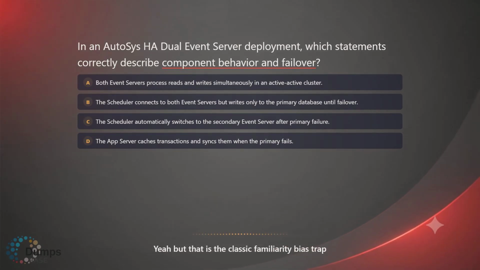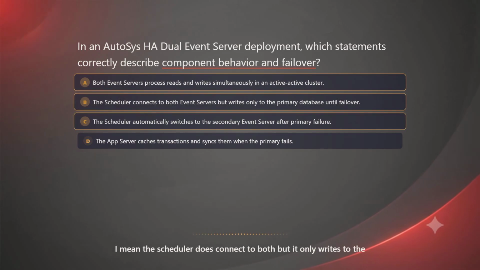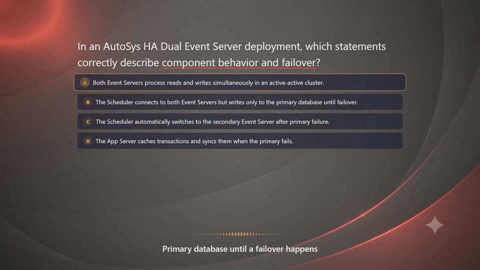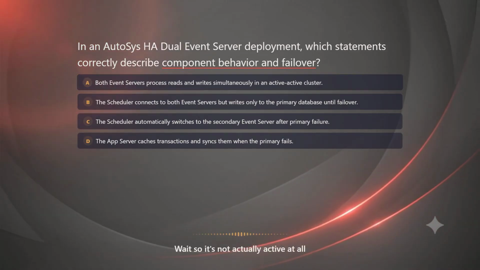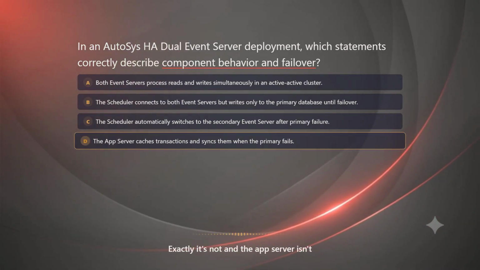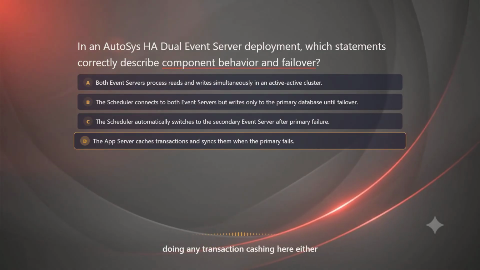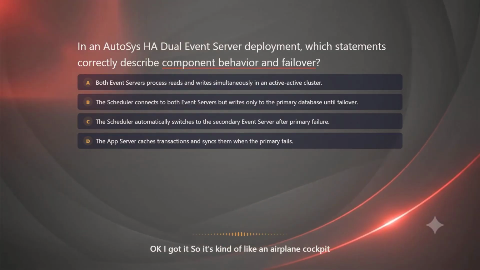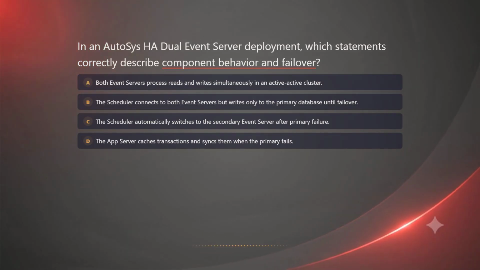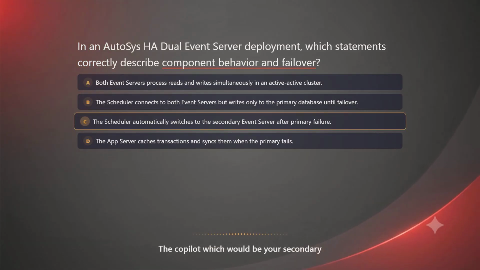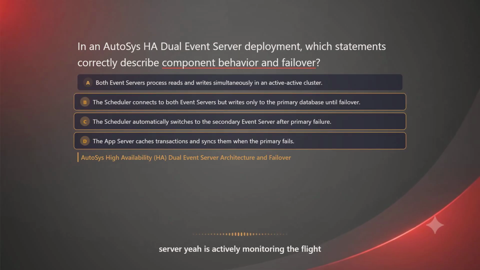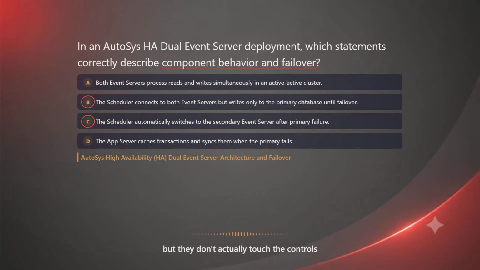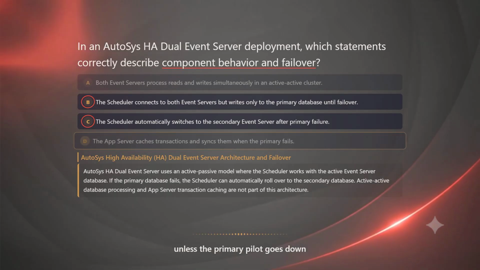Yeah, but that is the classic familiarity bias trap. AutoSys does not actually work that way. The scheduler does connect to both, but it only writes to the primary database until a failover happens. Wait, so it's not actually active at all? Exactly, it's not. And the app server isn't doing any transaction caching here either. Okay, I got it. So it's kind of like an airplane cockpit. The co-pilot, which would be your secondary server, is actively monitoring the flight, but they don't actually touch the controls unless the primary pilot goes down.